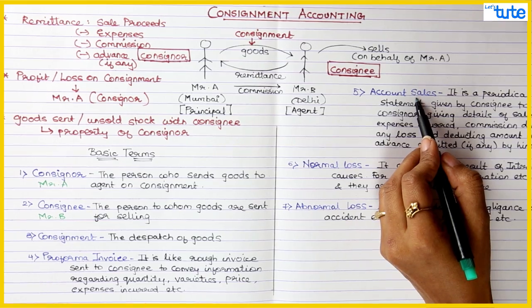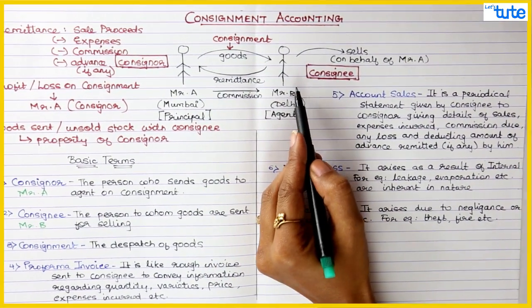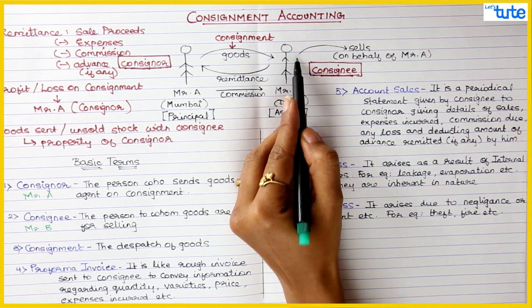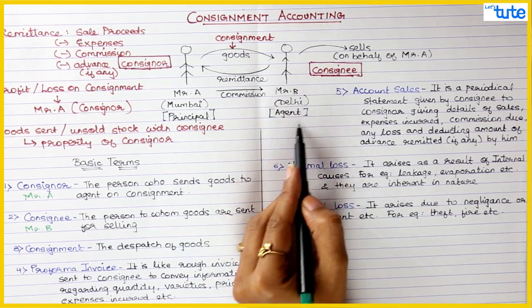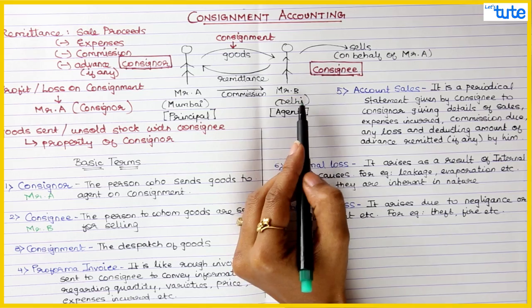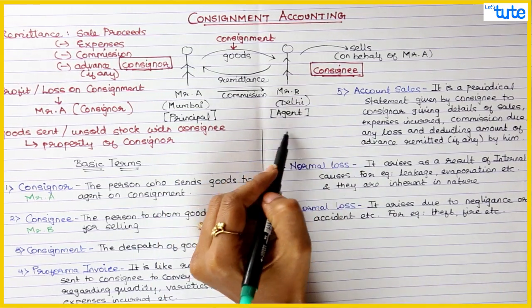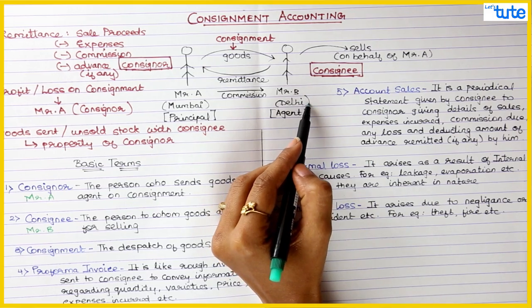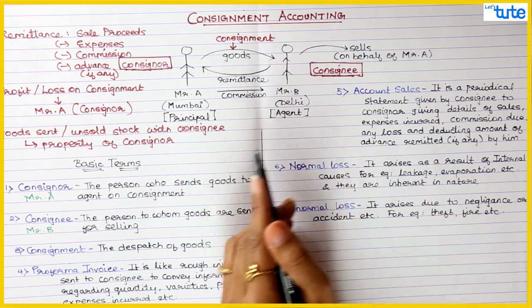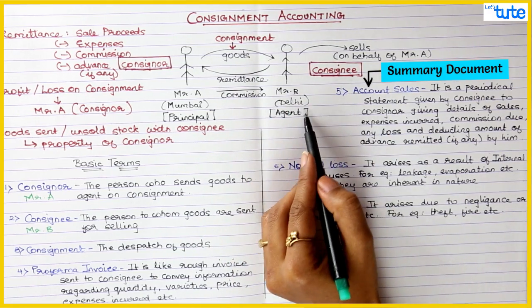Next is account sales. Now when B has received the goods, B will incur some expenses like godown rent, advertisement. We will sell those goods, we will remit the amount, we will have to charge the commission on A. Also we might have given the advance to Mr. A. So all those details will be given by B, that is consignee to consignor, in a document known as account sales. So it is like a summary which is prepared by B.